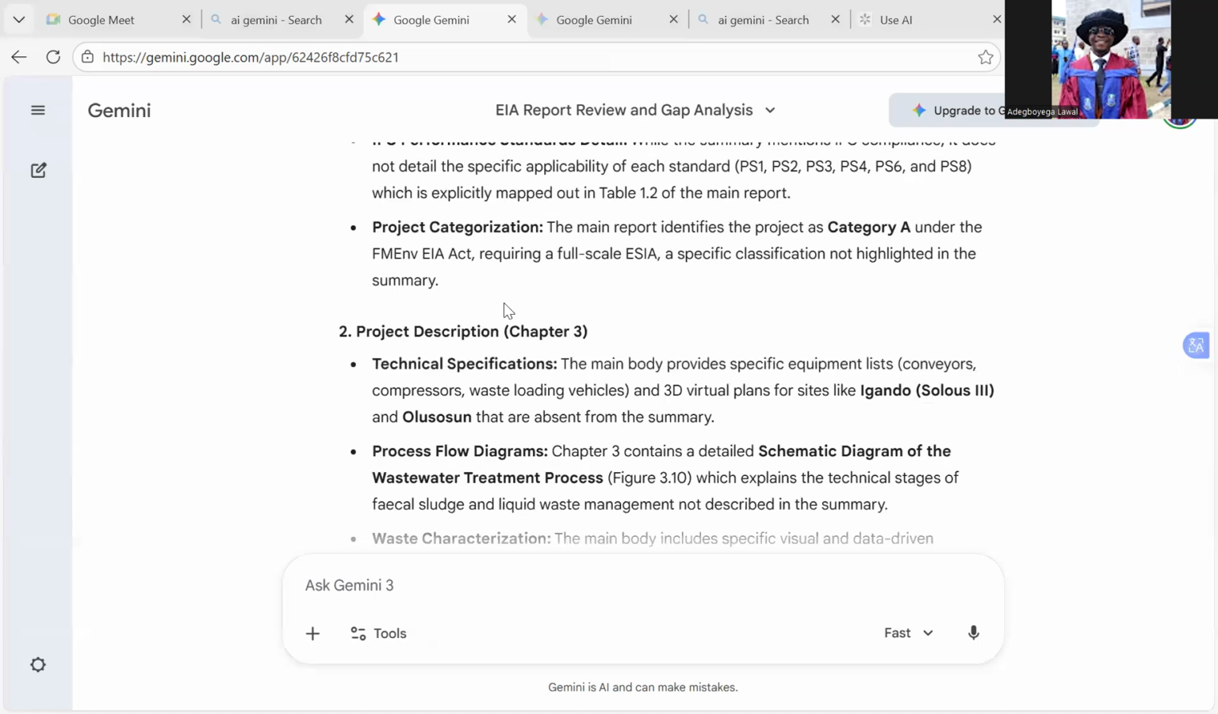Okay, let me save the data so that it might not affect the quality of the report.